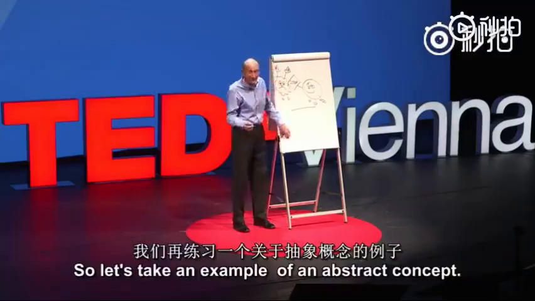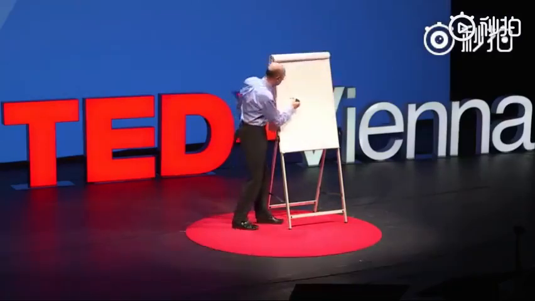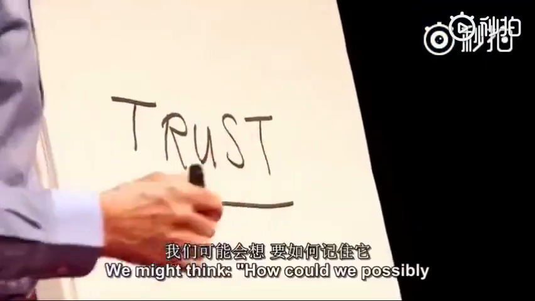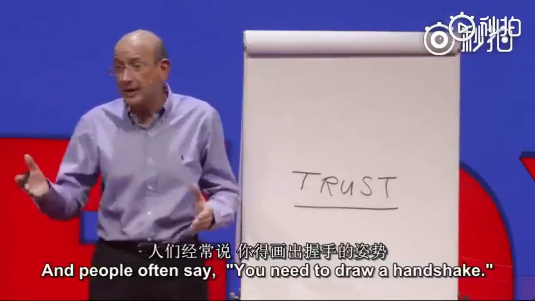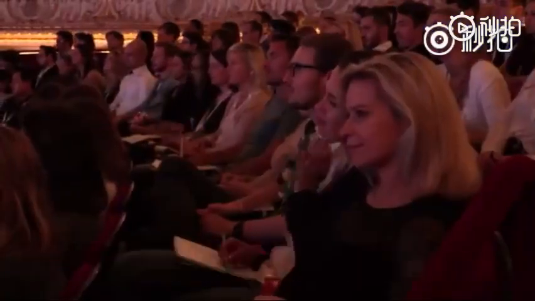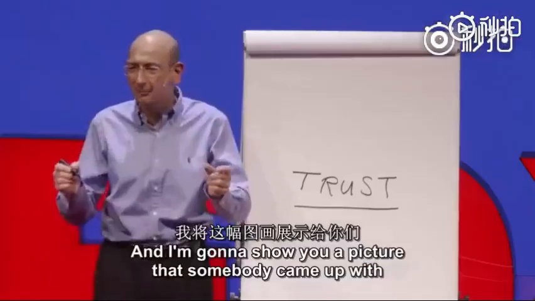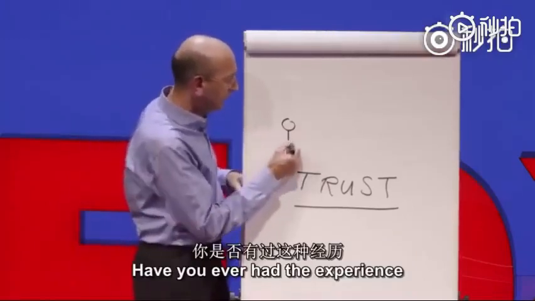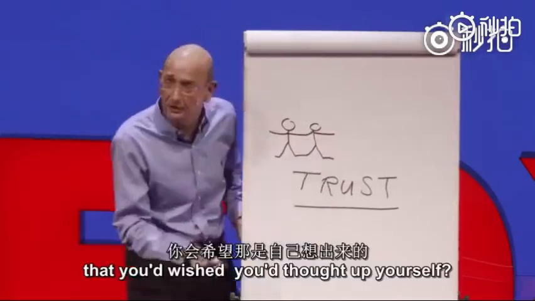So let's take an example of an abstract concept. Here's one. Trust. We might think, how could we possibly remember that or illustrate that? And people often say, oh, you need to draw a handshake. Some of you might be thinking, that's tricky to draw. A little tip from me, there's always an easier picture. And I'm going to show you a picture that somebody came up with on a workshop that I was running. And it went like this. Have you ever had the experience of someone else coming up with an idea that you'd wished you'd thought of yourself?